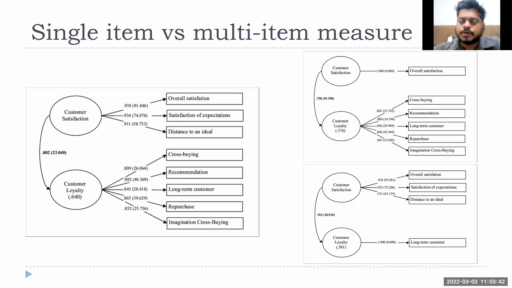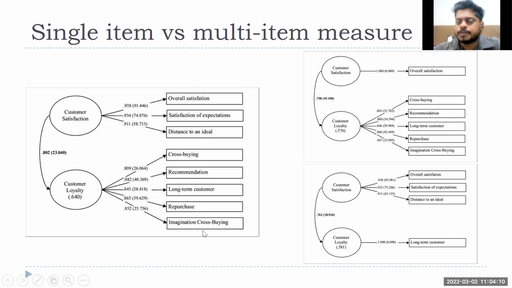But if I go to the right side, I can just ask a single question, overall satisfaction. How happy or sad are you, or I can ask a very basic question: are you satisfied or not with the experience you got? Yes or no. Then it becomes only a single-item scale. The same construct of customer satisfaction I can measure with multi-item, where I'm asking about three different dimensions. Here I'm measuring through only one dimension, customer loyalty.